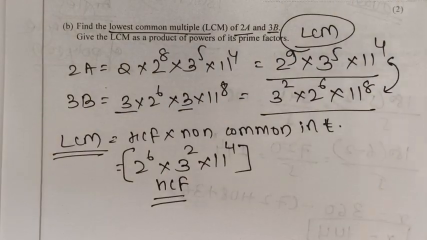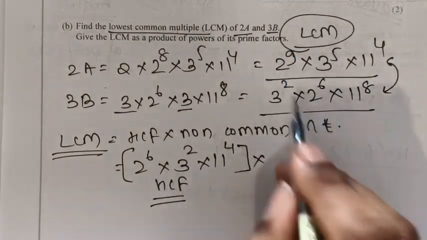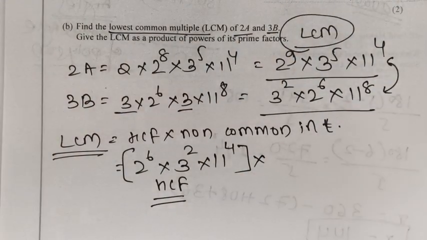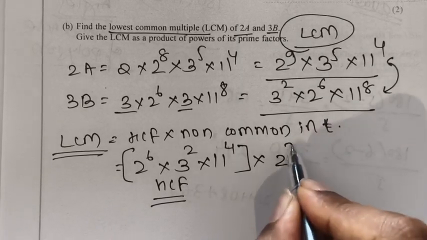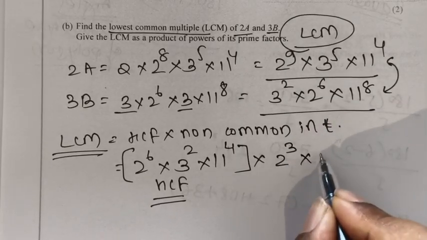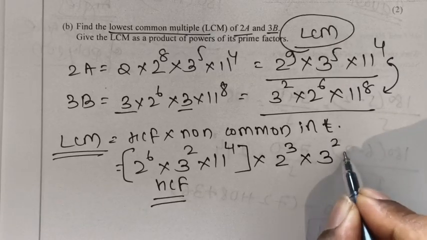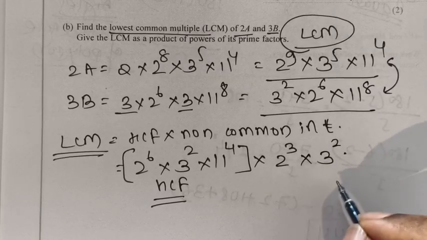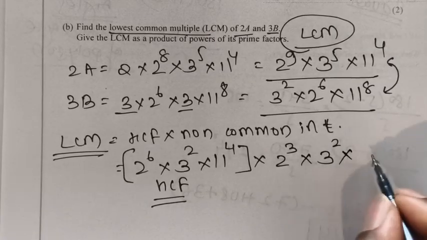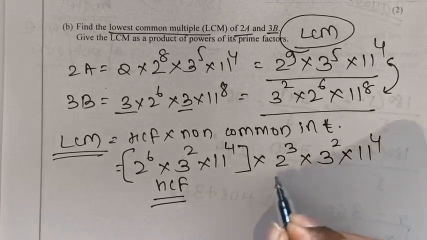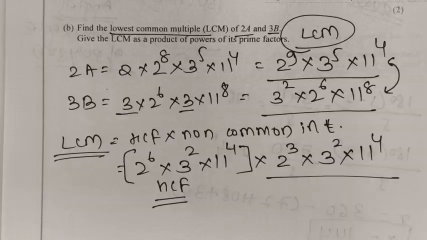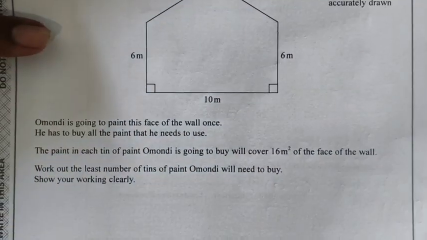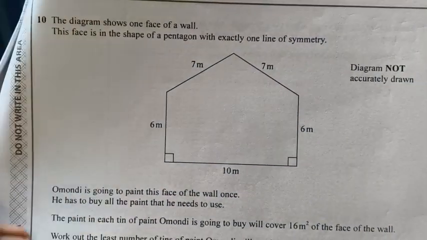Now when I do this, what do I have left? I have left the uncommon factor, which is obviously 2 cube into 3 square into 11 raised to 4. Correct? So the LCM can also be denoted like that. Fine? Now, let's look at the next question, which is another geometry question.